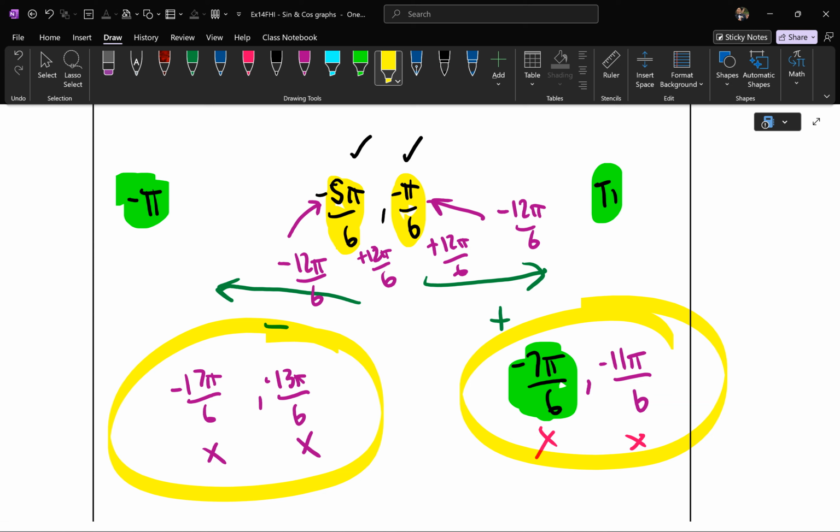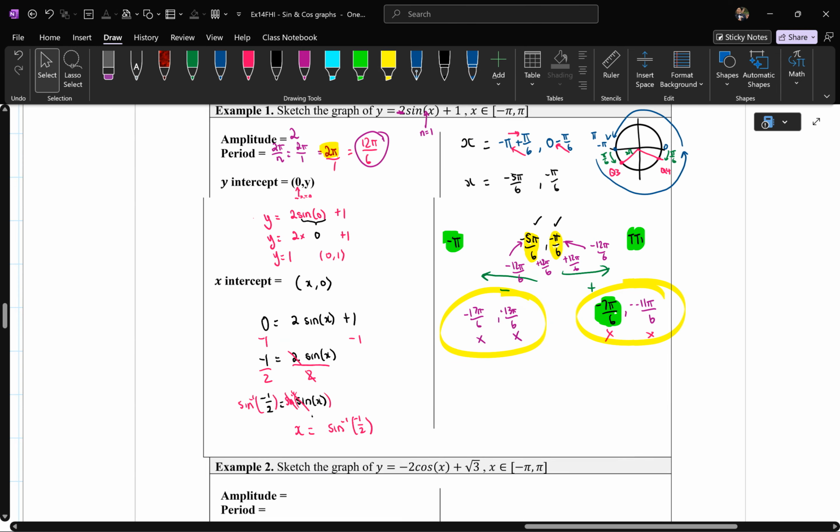I sometimes do it this way, sometimes I don't. The more complicated ones, that's how I do it. Okay, add and subtract the period. I'm just doing revolutions forward, revolutions backwards to see how many times I get the solutions within the domain. Let's do another one. That was probably as hard as it gets.